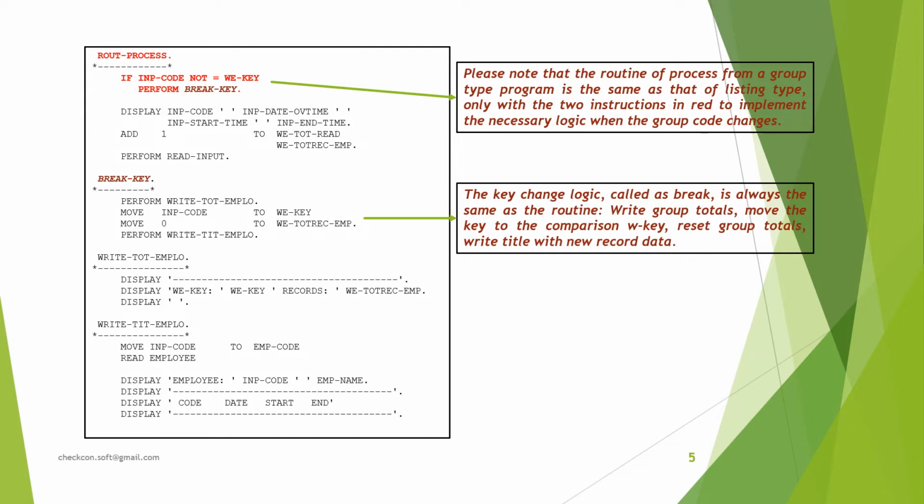Please note that the process routine of a group type program is the same as that of listing type, only with the two instructions in red to implement the necessary logic when the group code changes. The key change logic, called a break, is always the same: write group totals, move the key to the comparison W key, reset group totals, write title with new record data.